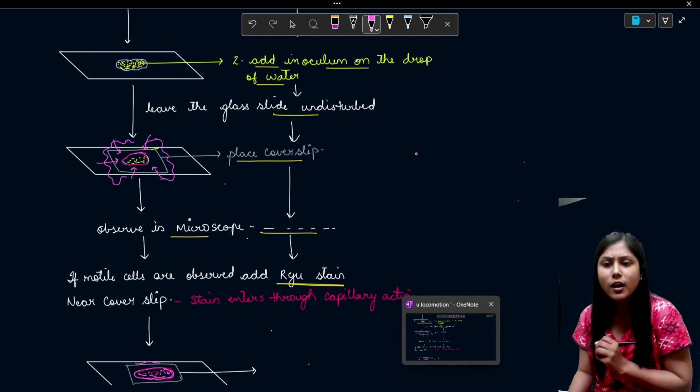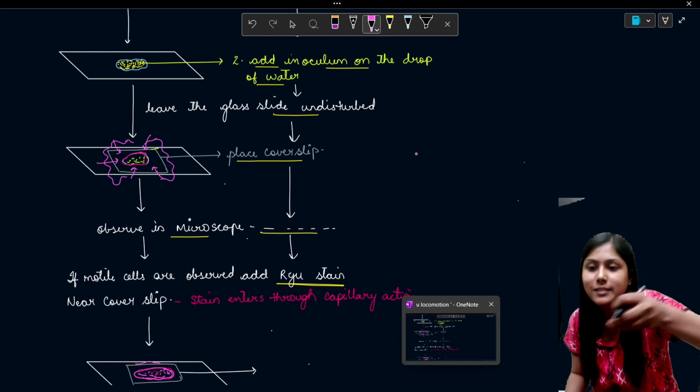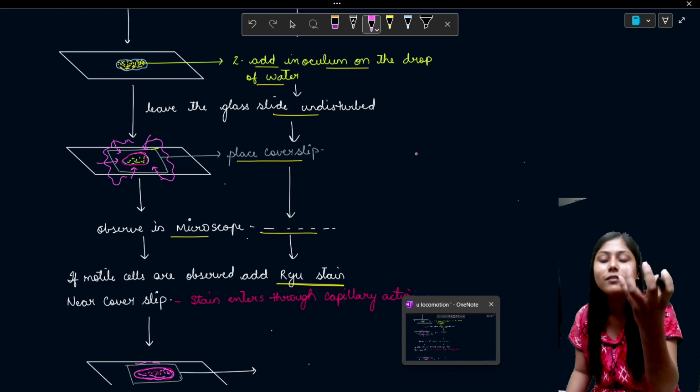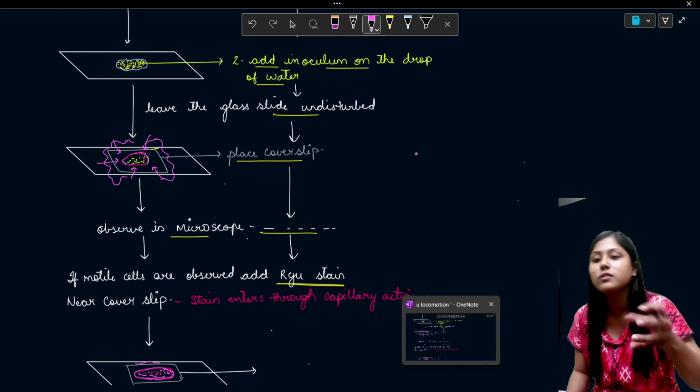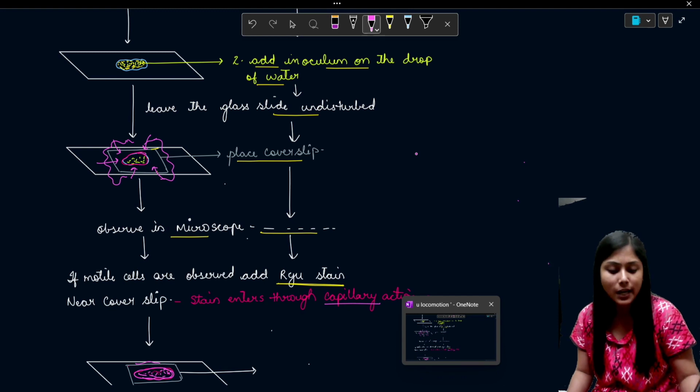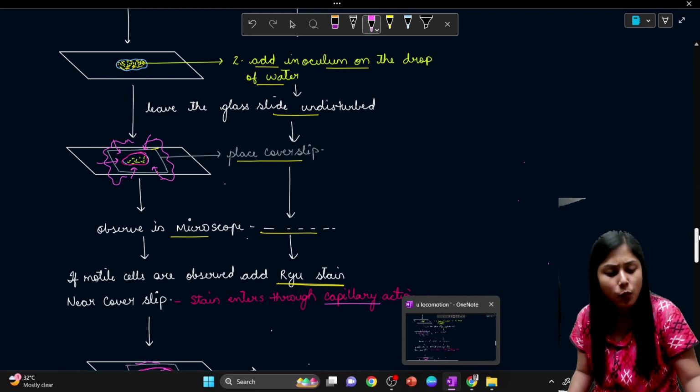Simple as that. तो आप ना cover slip के side से Ryu stain को डाल दोगे तो Ryu stain capillary action की वजह से वो अंदर की तरफ खींचा चला जाएगा. So Ryu stain is moving inside the cover slip due to capillarity or capillary action. Simple है ना. Now what are we going to do?